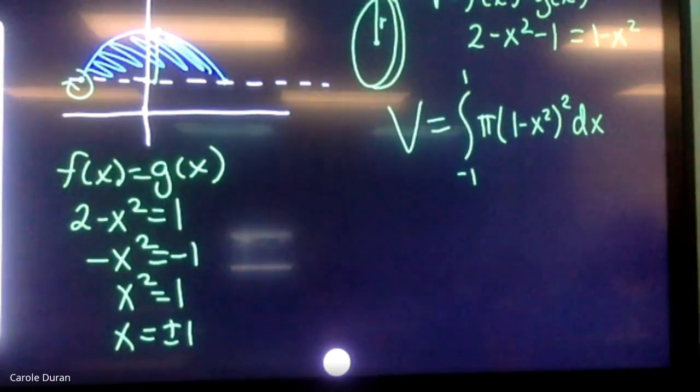So if we don't go down to the axis and it doesn't tell me between this value and this value, we need to find the intersection to figure out our bounds. And then you just plug this into your calculator.